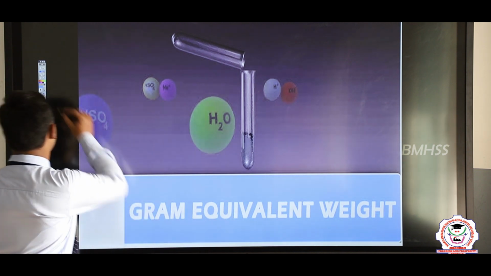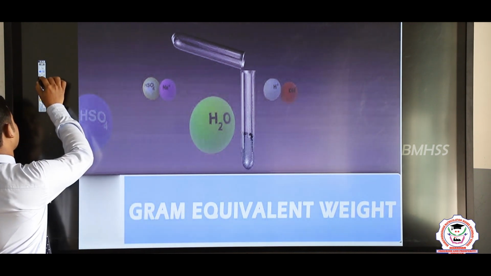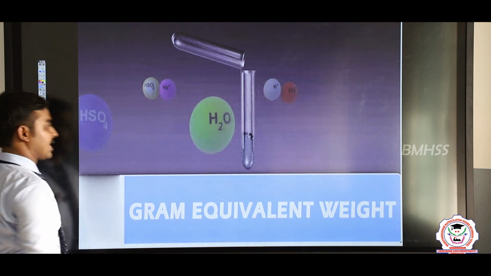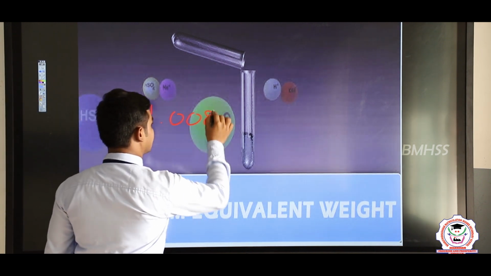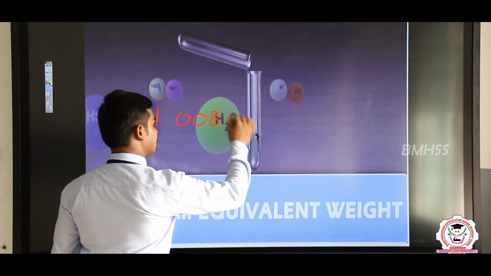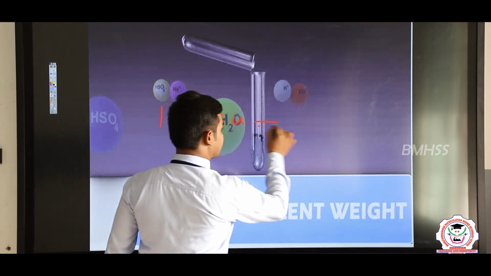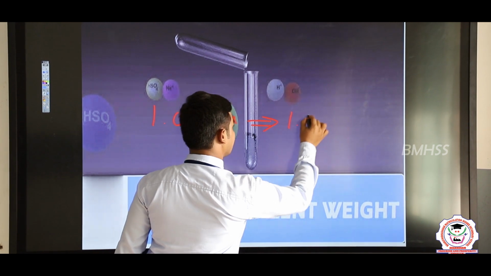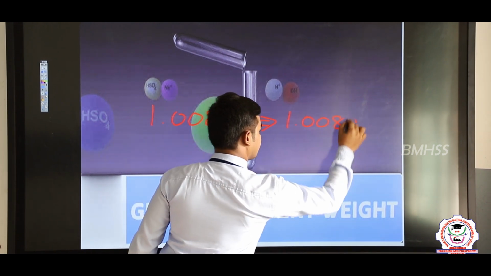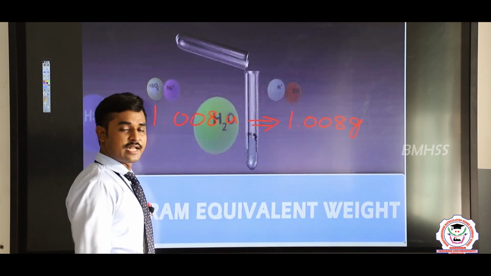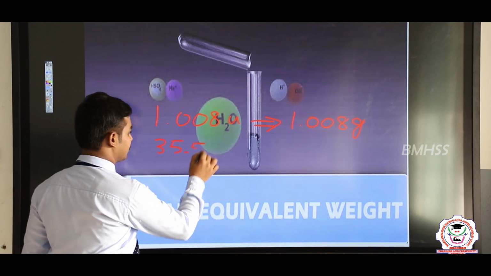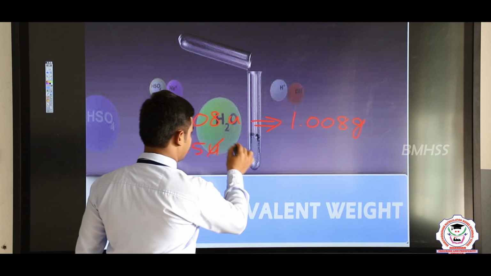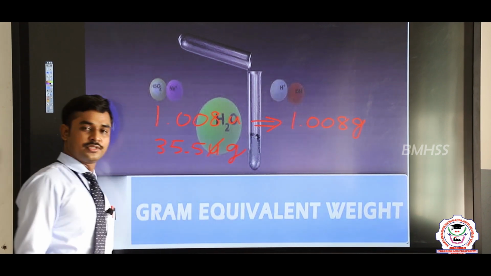For example, hydrogen. The element hydrogen has the equivalent mass 1.008 units. If the unit is represented by gram, then 1.008 grams is the gram equivalent mass. For chlorine, 35.5 units. So, you want to use the unit in grams.